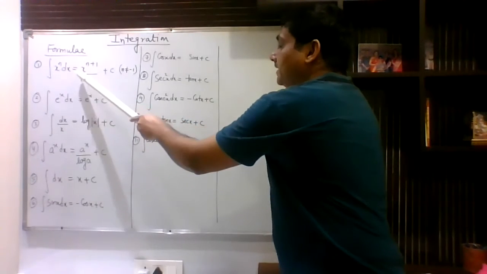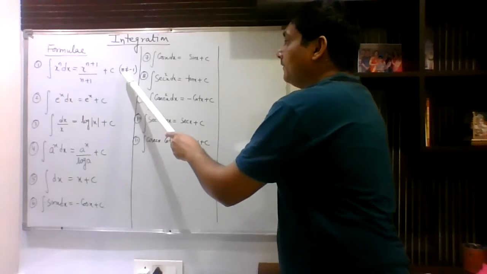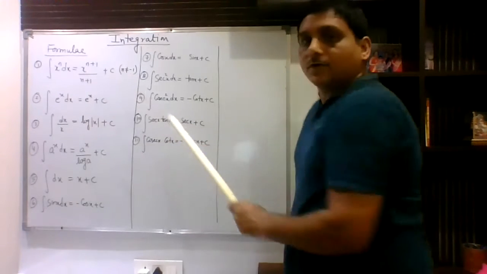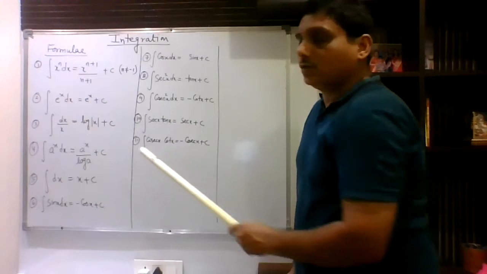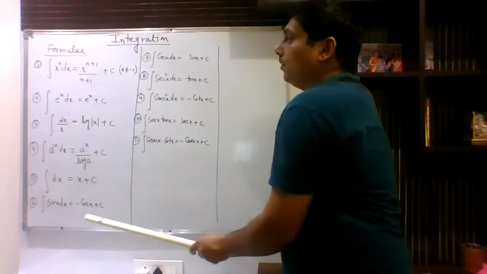The integral of x to the power n dx is written as x to the power n plus 1 upon n plus 1 plus c, where n should not be equal to minus 1. The c stands for arbitrary constant. So whenever you do indefinite integrals, you will always write plus c.